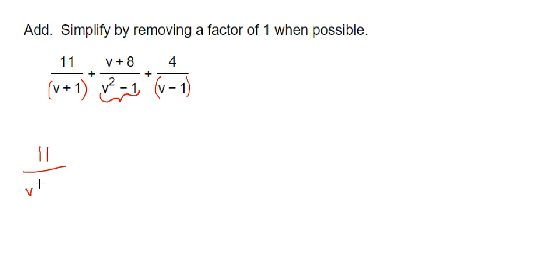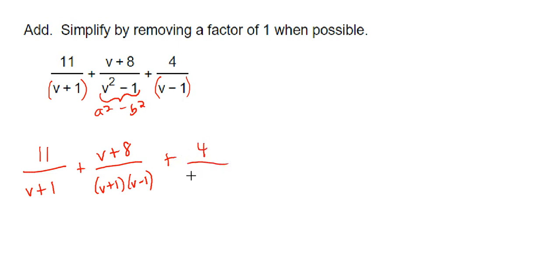11 over v plus 1 plus v plus 8 over, this will factor as v plus 1, v minus 1. Right, this is using the a squared minus b squared formula again, right? We've seen that a whole bunch of times already in chapter 5. And then this one's not going to change either because, again, it doesn't factor. So factor the denominators first. So that's the first step. And we actually had something to do this time with that.